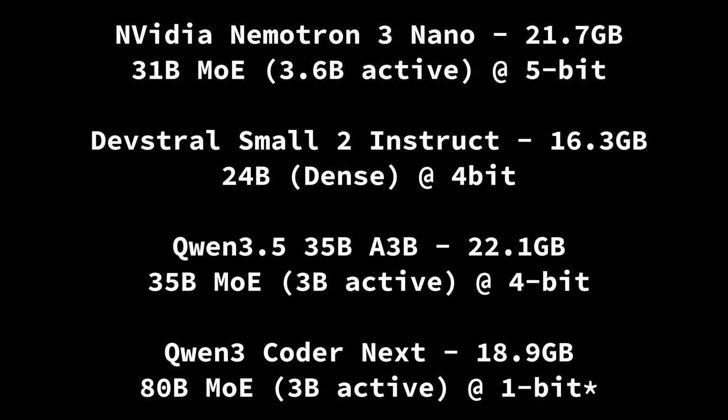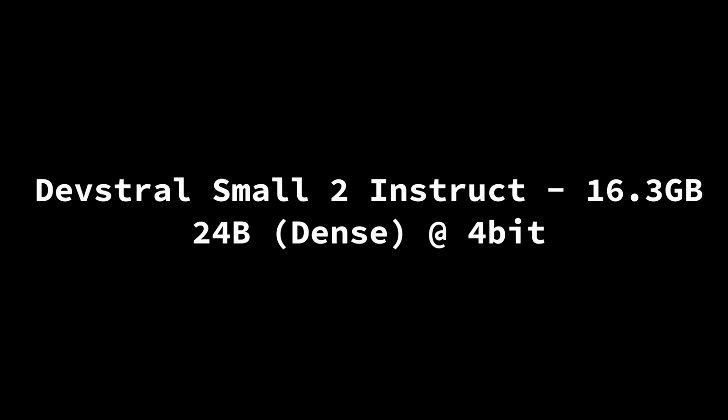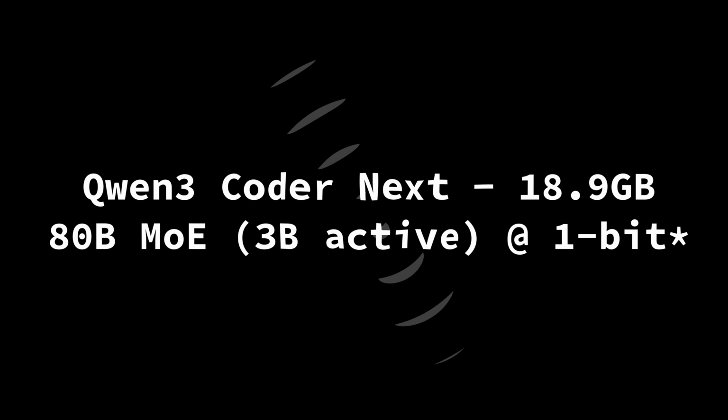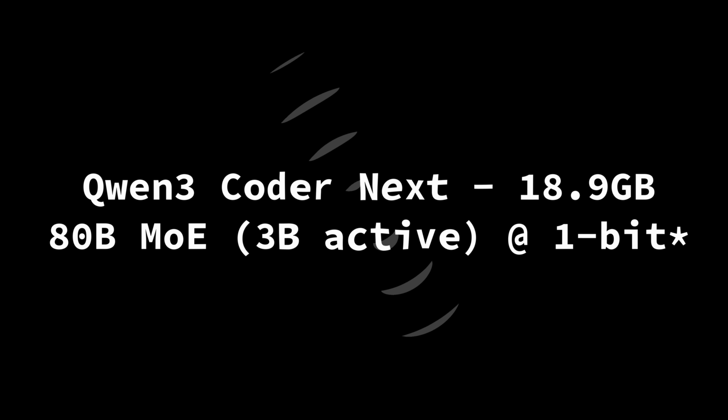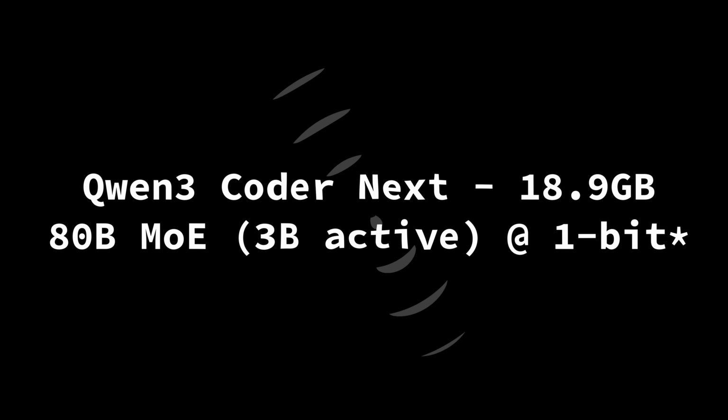I tested NVIDIA's Nemotron 3 Nano, 31 billion parameters, 3.6 active, and lots of performance claims. Devstral Small 2 Instruct, 24 billion, classic architecture and promising usability. The new Qwen 3.5, 35 billion, 3 billion active model, which blew all my expectations, and we'll look at it in depth. Finally, a little crazy experiment with a bigger Qwen3 Coder Next, an 80 billion parameter model, of which only 3 billion are active.